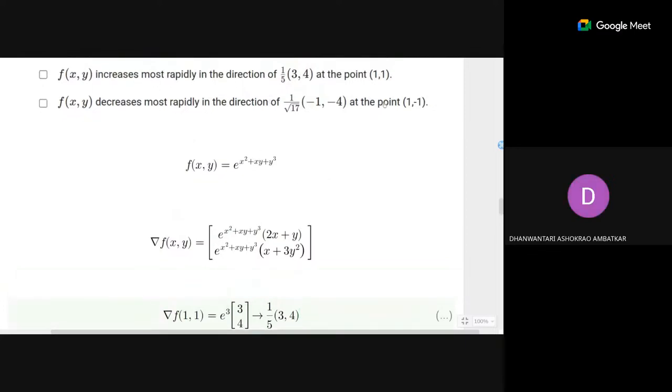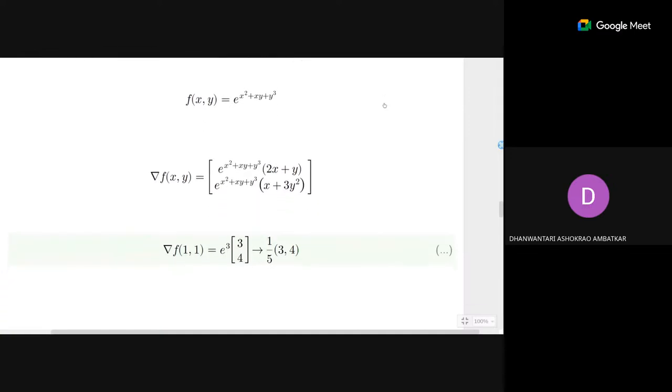Now, if it is negative, then what? Then you have to retain the -1, right? So if this had been, let's say, minus e cube, then you can still get away with the e cube, but the minus sign you have to retain. Okay, so that's the only change.